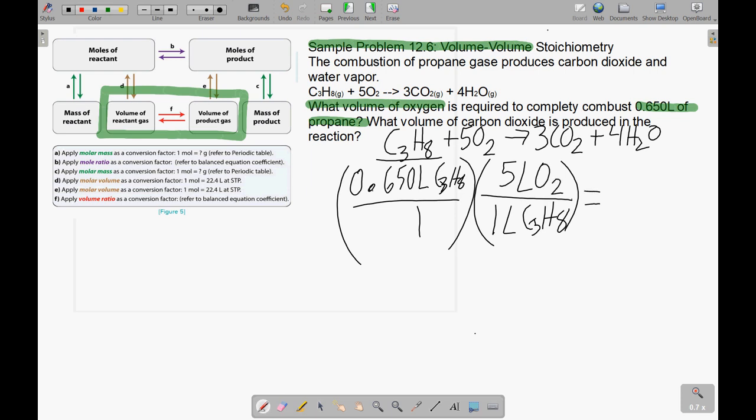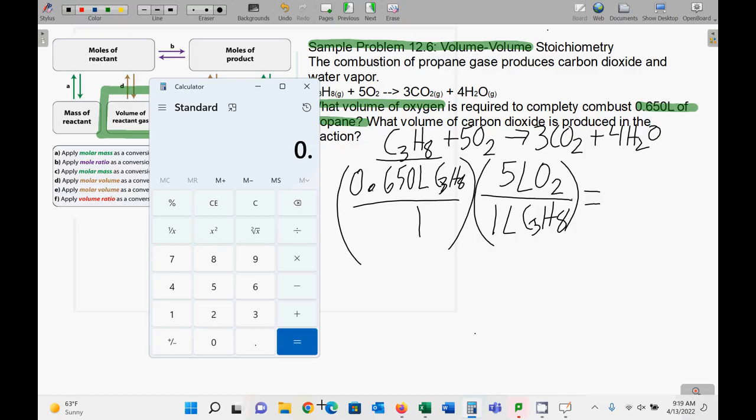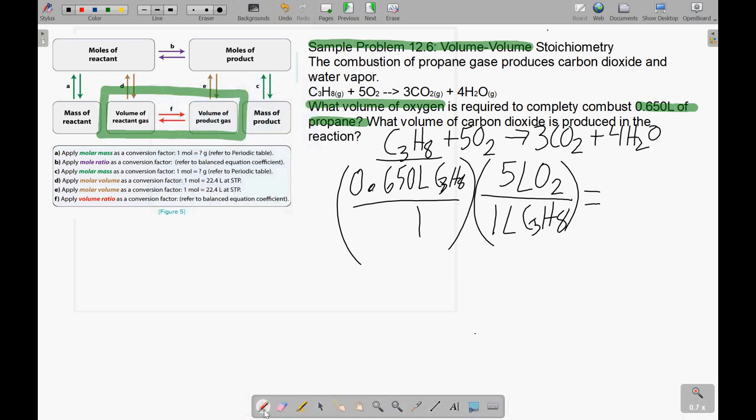We multiply across the top, multiply across the bottom. So we're going to say 0.65 times 5 divided by 1 is 3.25. Okay, so that means we have 3.25 liters of oxygen that are needed to completely combust the 0.65 liters of propane. Alright, so that's the answer to the first part of the problem.